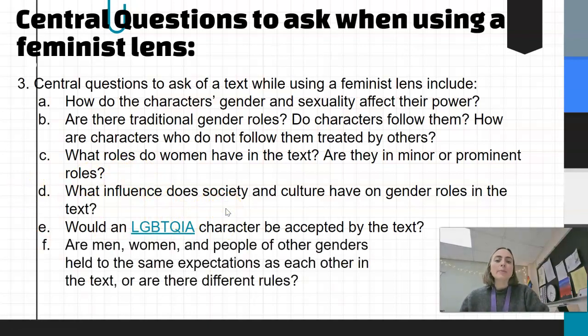Are men, women, and people of other genders held to the same expectations as each other in the text, or are there different rules? I want you to think about the rules that Curley has for his wife. She gets herself in a lot of trouble, or he gets upset with her because she talks to other men, or because she walks to places where she's not supposed to be. So what kind of rules does he have for her as a woman and as his wife?